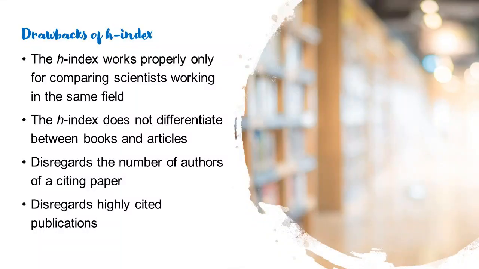Okay, H index does not differentiate between books and articles. This is another problem. It disregards the number of authors of a citing paper. Right? In our previous tables, we never mentioned the total number of authors in each of these papers, and also the position of the authors. We don't know in how many of these publications the authors were either corresponding authors or the first authors. The authors could be anywhere, right? Their contribution could be minimum, but still the H index could be higher.